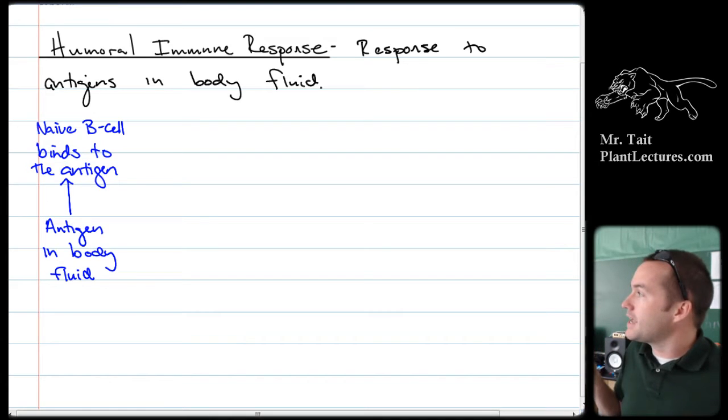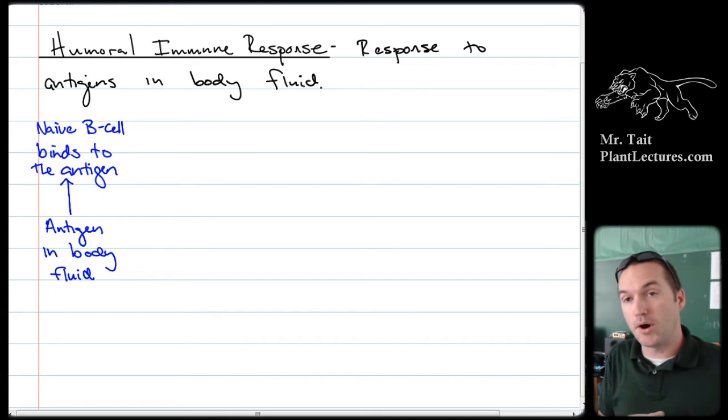So when these naive B cells are developing in your bone marrow, one of the very important things that happens is they get filtered out, okay?